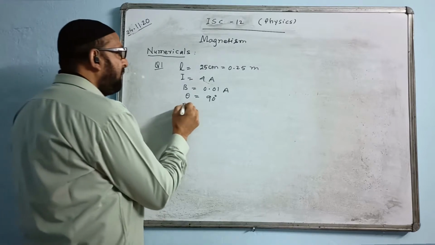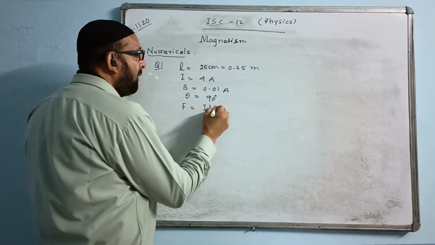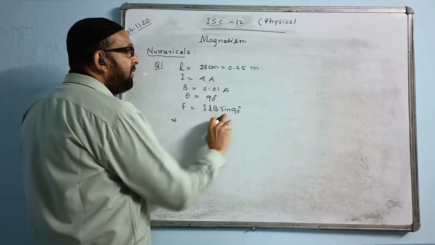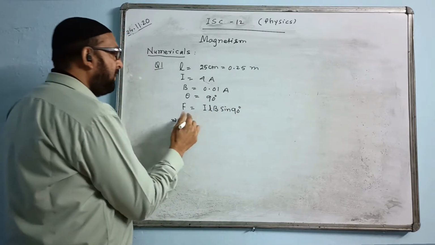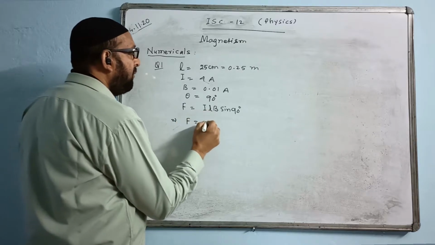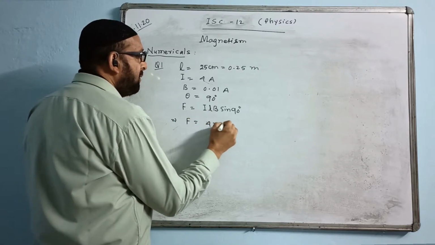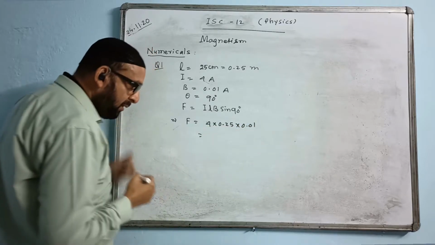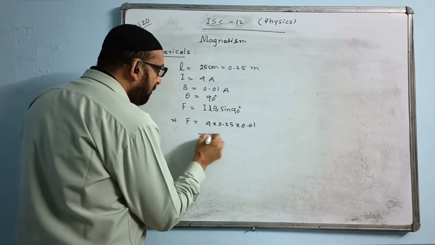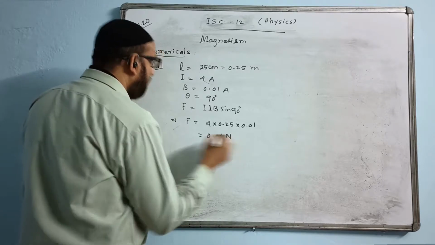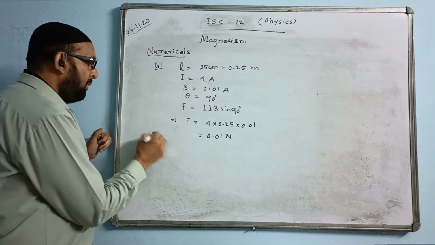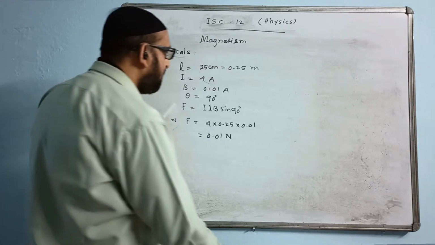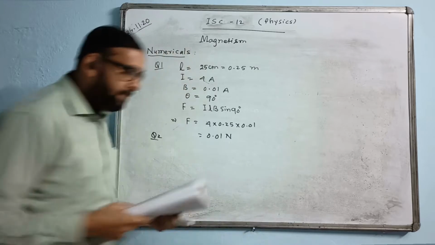Which formula do we write? We write the formula F is equal to ILB sin 90. Sin 90 is one, you can skip this part, you can just write ILB. So write F is equal to current value 4, length 0.25, B is 0.01, multiplying everything, and the answer will come 0.01 Newton. That's the answer. Now the next question, quite simple, formula based, it may carry 2 marks.